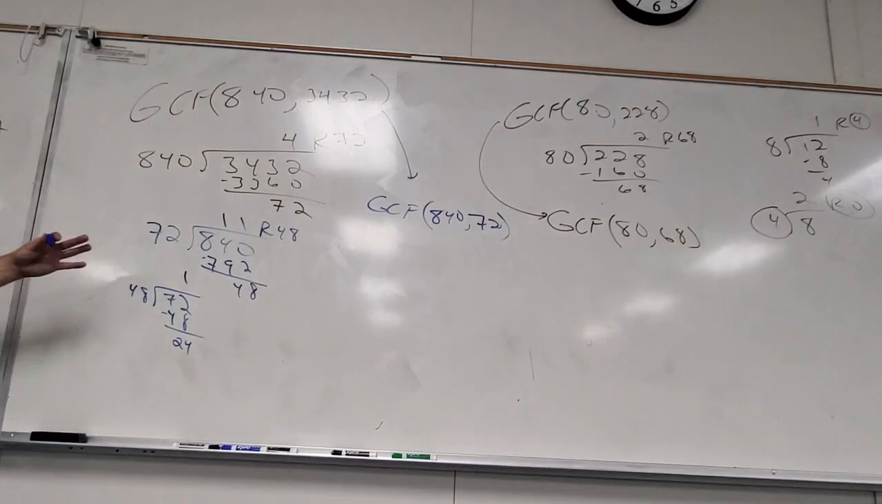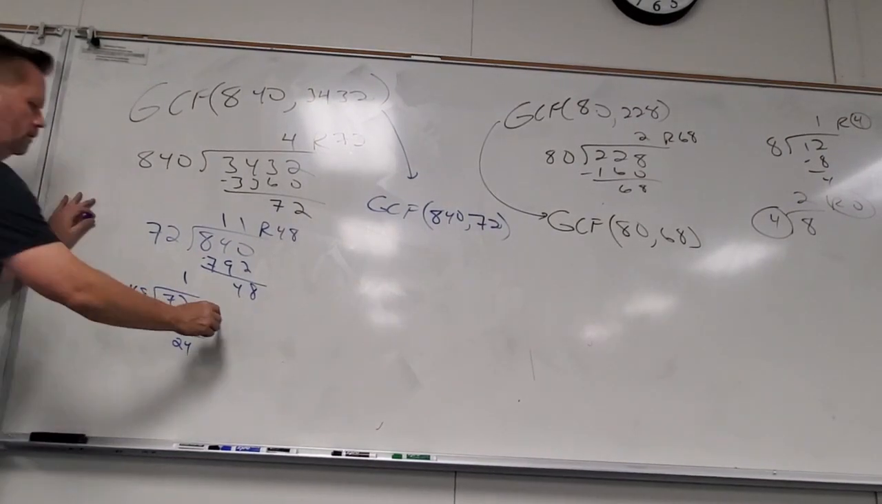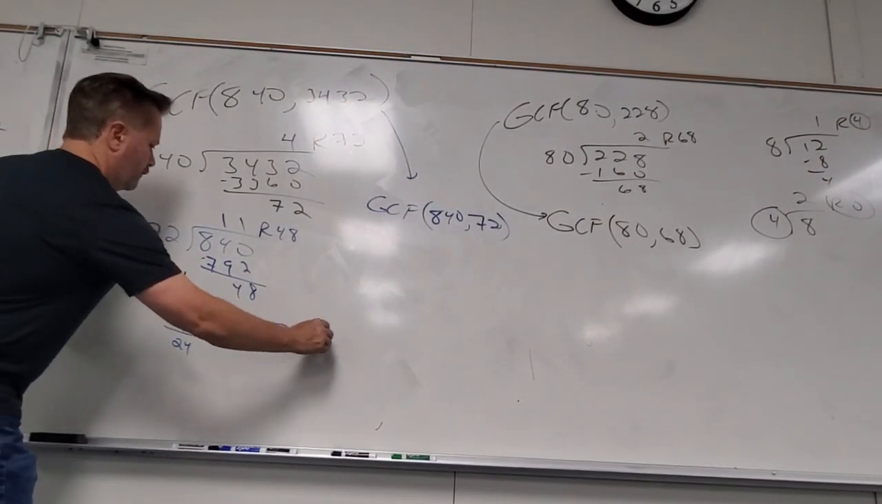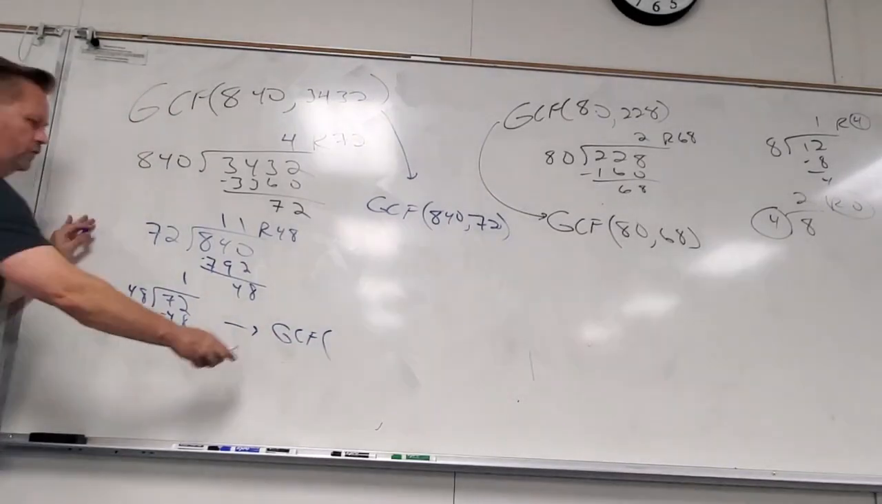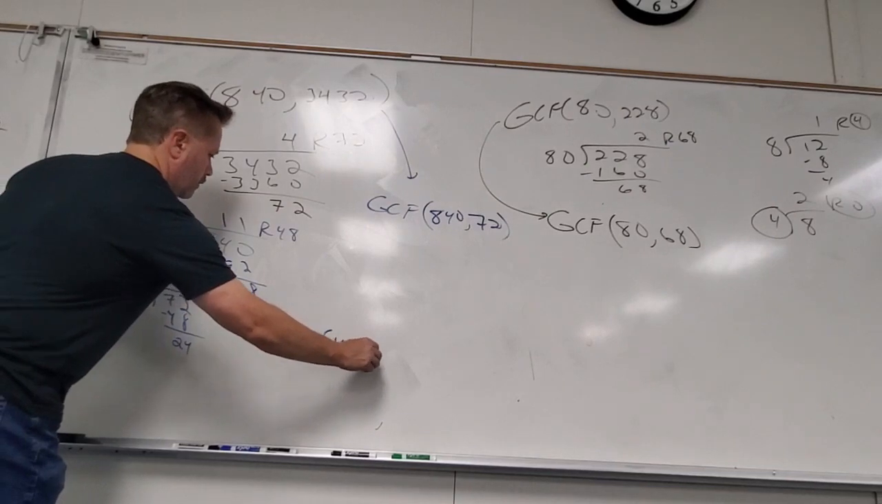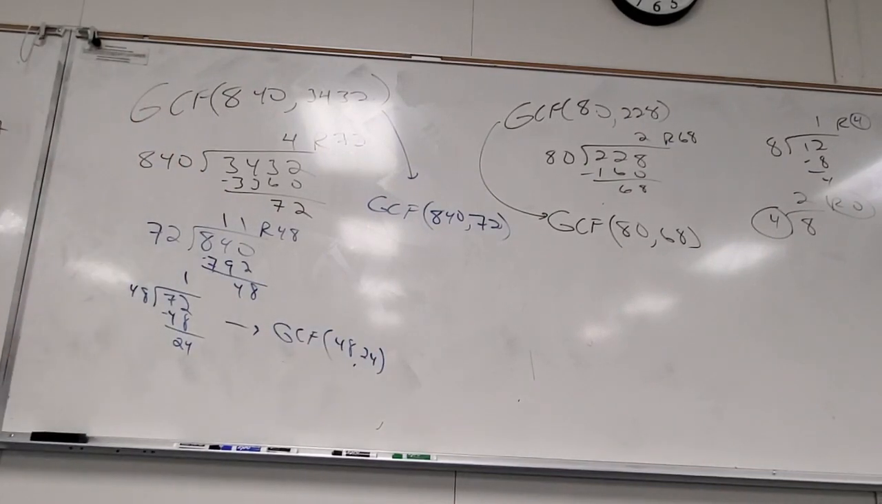So once your numbers get really kind of small, where are we at now? Now we're at GCF of 48 and 24, right? And of course, do you guys see what that is? How is 48 related to 24? It's double. So what number goes into both? 24, right? 24 goes into itself, and you just told me that 48 is double 24, right?